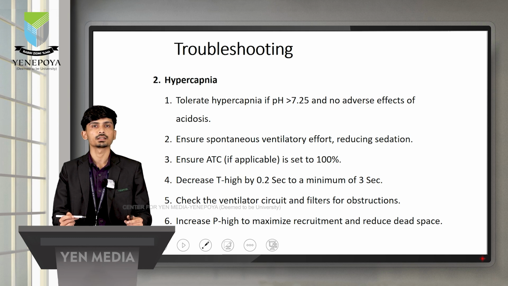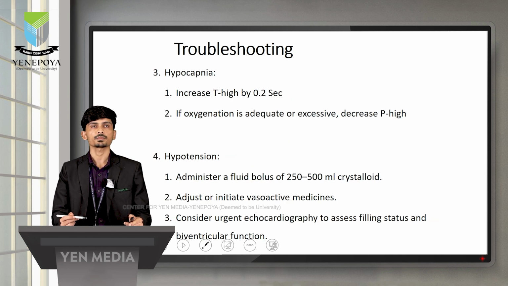Even though it's contraindicated, you might have started it for some other reason, so you might want to stop that sedation or neuromuscular blockade agents. After this step, you will ensure that the automatic tube compensation, if available on that ventilator, is set to 100%. After all this, you will decrease the T high by 0.2 seconds to a minimum of 3 seconds. Check the ventilator circuit and make sure that there are no obstructions or leaks. Increase the P high to maximum recruitment and to reduce the dead space.